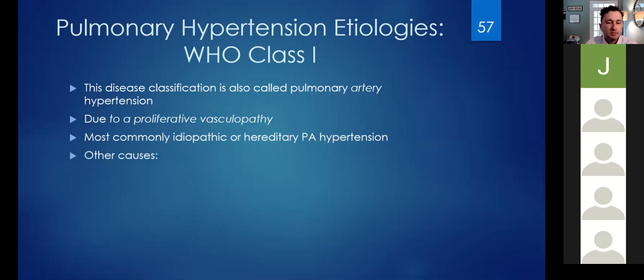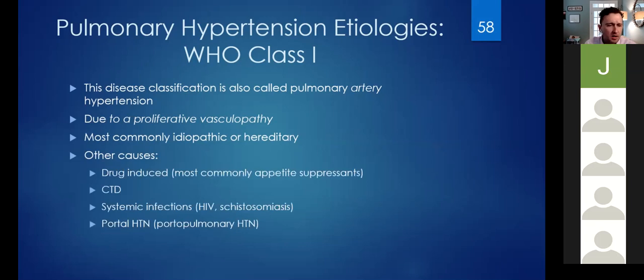There are other causes that fall into this class 1 category. We see some drug-induced pulmonary artery hypertension. And most commonly, this is from appetite suppressants. So y'all may remember the appetite drug fen-phen that was popular in the mid to late 90s. That drug caused a lot of pulmonary hypertension and was taken off the market. Even some of the suppressants today can also do this. But there are also other drugs that do this as well, but your appetite suppressants are most commonly the culprit.